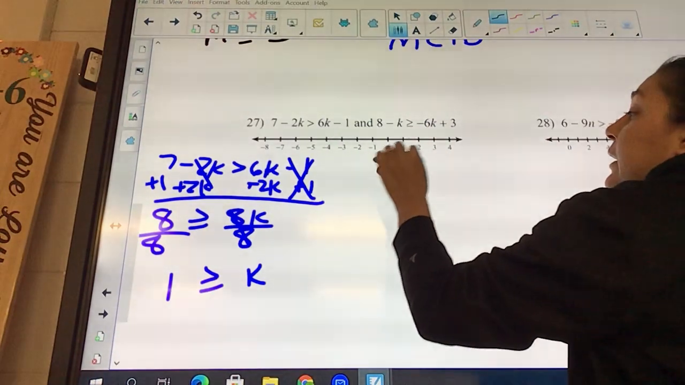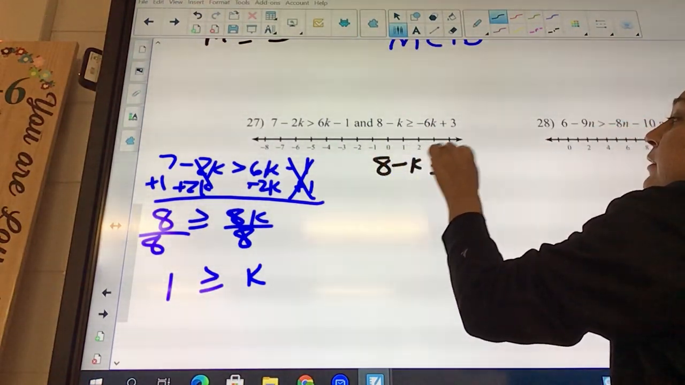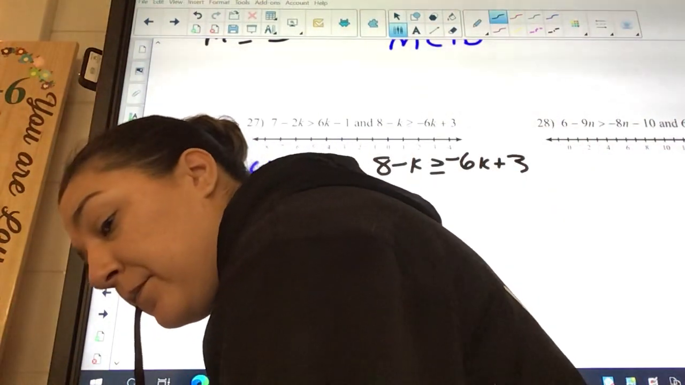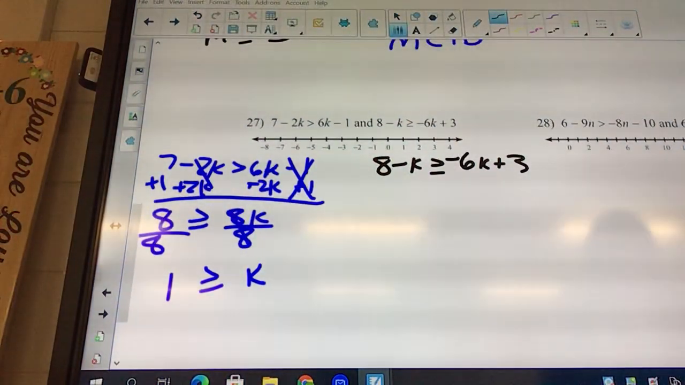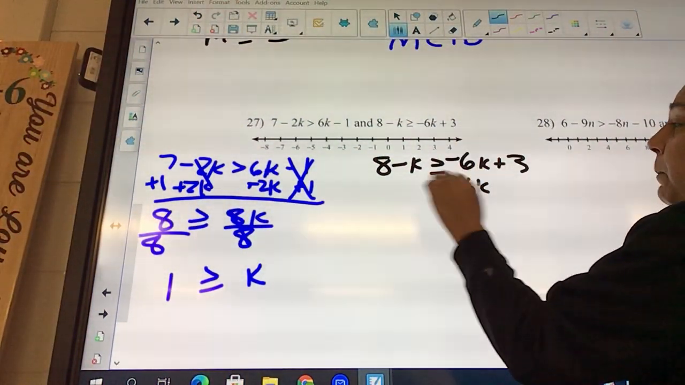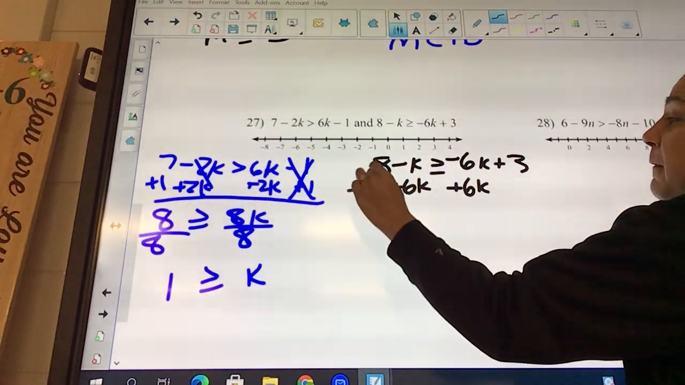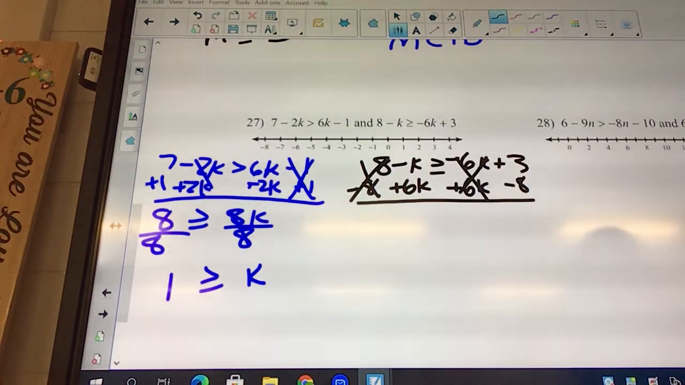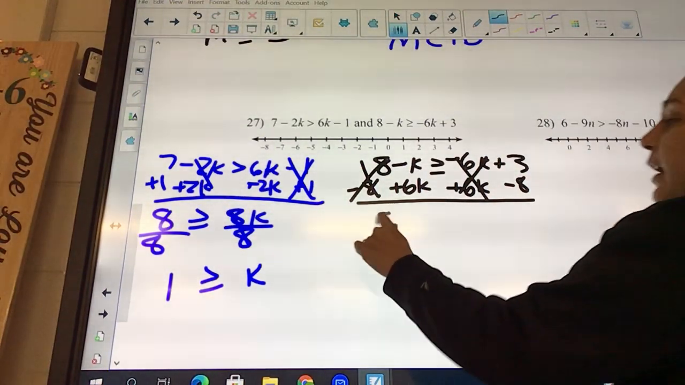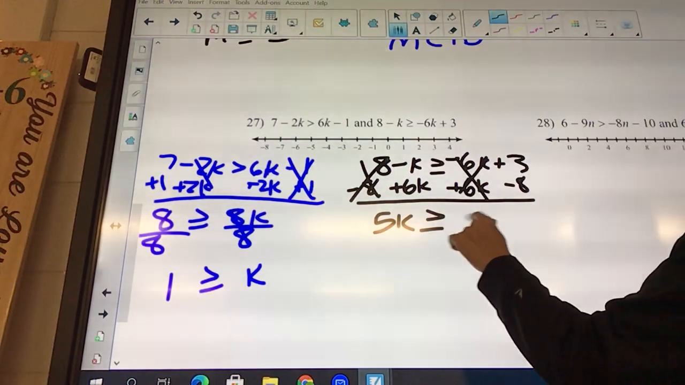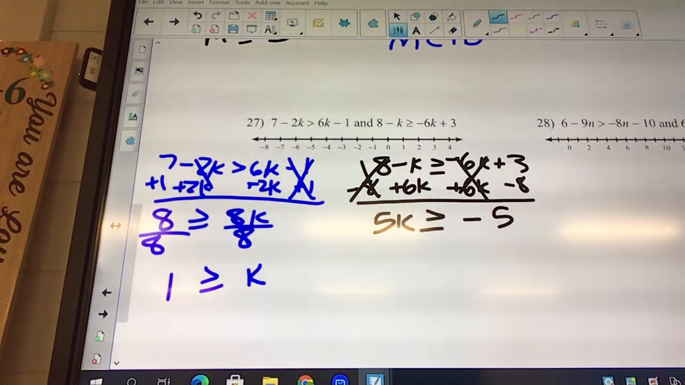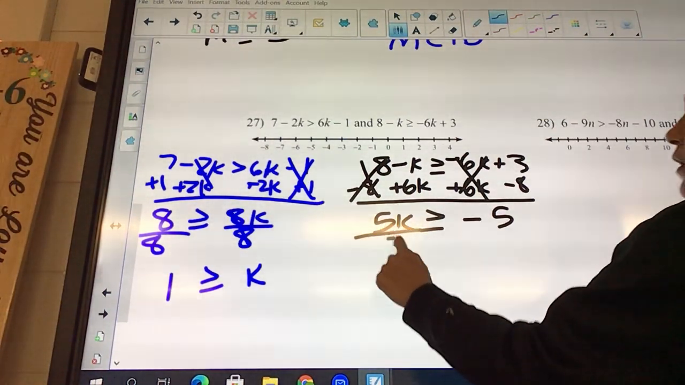Okay, and then this one I got 8 minus k is greater than or equal to negative 6k plus 3. Okay, so I'm going to say plus 6k, and then minus 8. So over here, I'm going to get 5k is greater than or equal to negative 5. Divide by 5? Divide by 5, good. Negative 5, right? That's one.